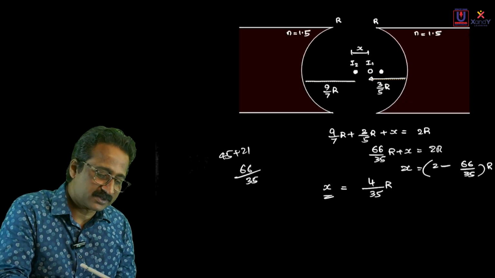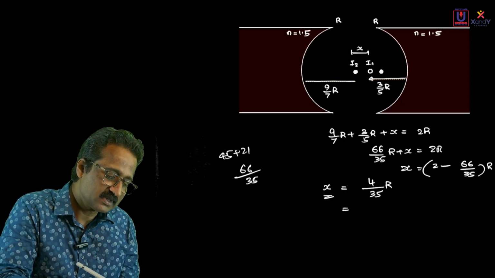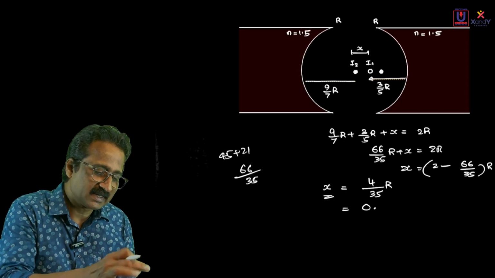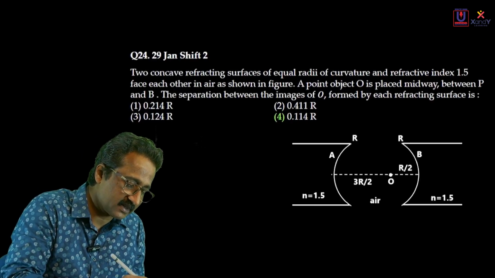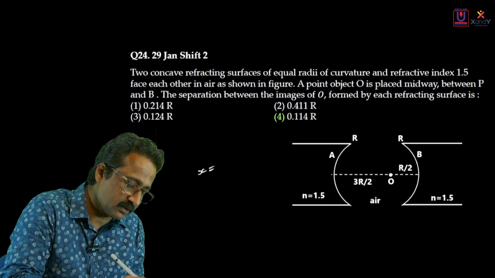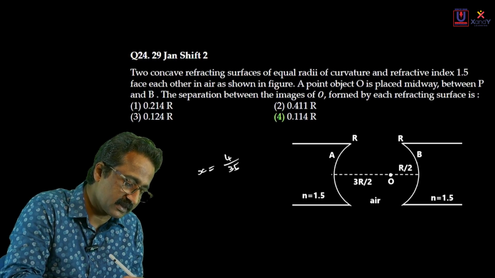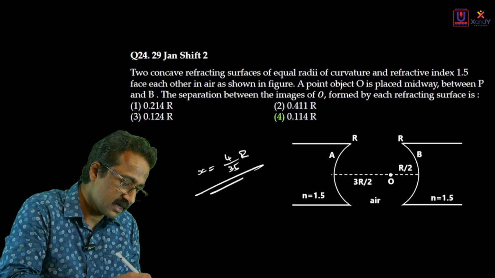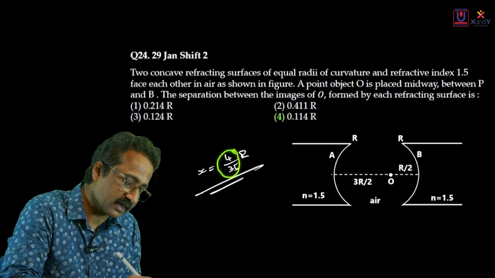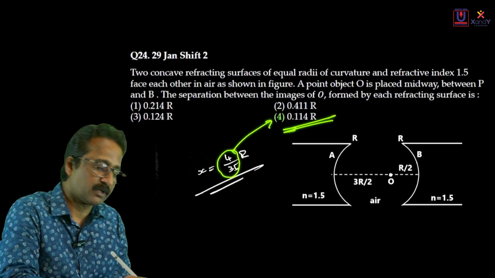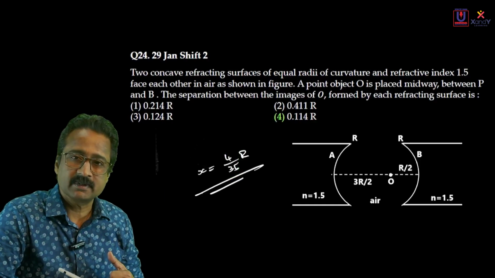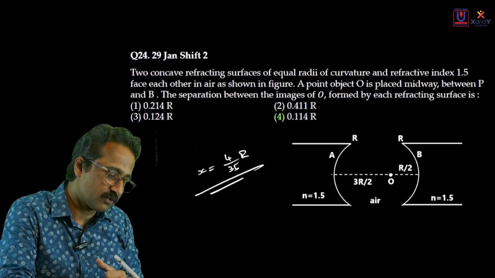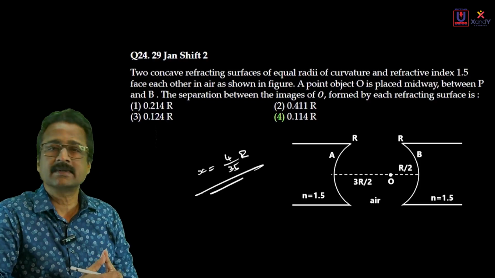Now it is calculation, so you must confirm this. It is going to be 0.1 something like that. Let me go to the options and see what exactly that is. Let me finally write the answer here. The distance X is equal to 4 divided by 35 times R. That is the answer. Now this 4 by 35, when you calculate, you will see that it is 0.114 R. So the gap between these two images in this experiment is 0.114 times R. That was the last question.